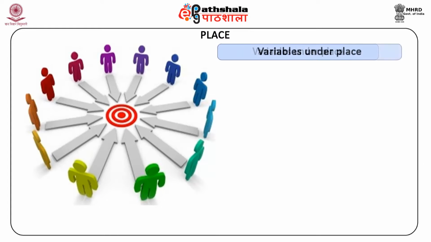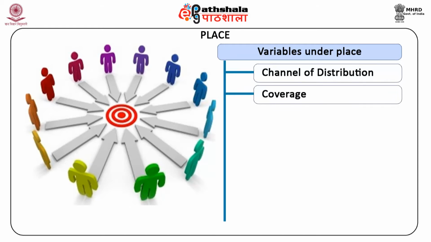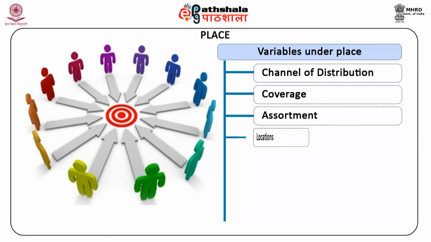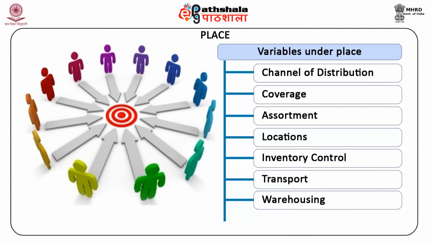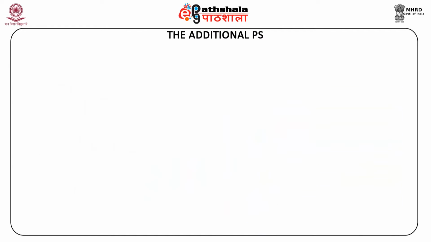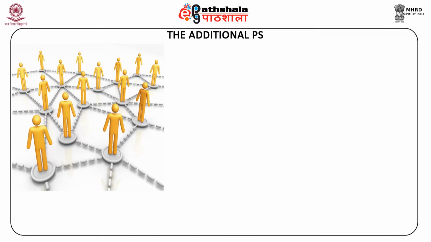The marketing variables included under this element are as follows: channel of distribution, coverage, assortment, locations, inventory control, transport, warehousing, and insurance. Next, we will talk about the additional P's.